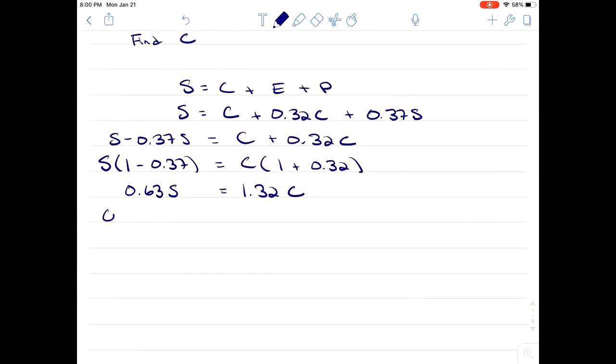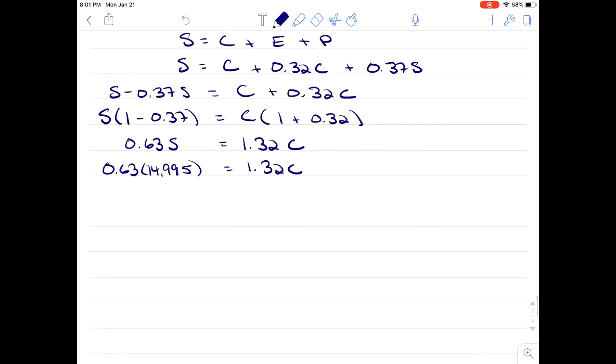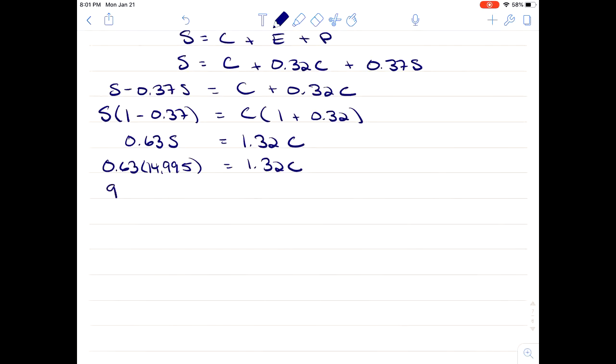So here I'm going to do 0.63 times 14,995. Oops, one too many nines in there. It's a really expensive car. 14,995. So this becomes 9,446.85 even. That's nice.